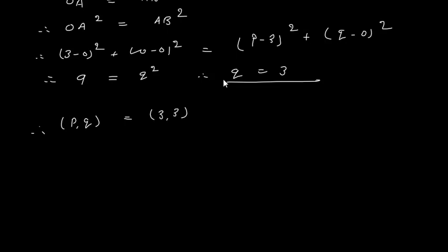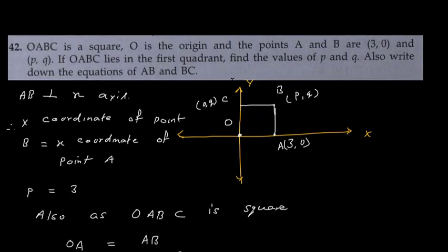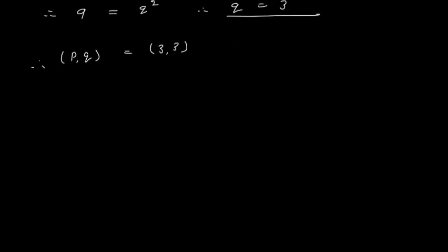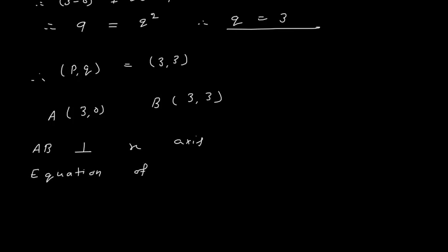Now we have to write the equation of AB and BC. So we have point A as (3, 0) and point B as (3, 3). So AB is perpendicular to the x-axis. Equation of AB is what? x equal to 3. This is the equation of AB. So the equation of a line which is perpendicular to the x-axis is of the form x is equal to a.